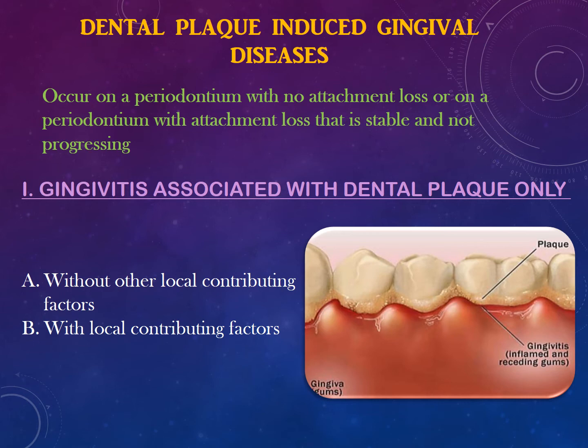These contributing factors are basically localized tooth related factors that have the ability to retain the plaque microorganisms and to inhibit the removal of these organisms via plaque control techniques, thereby predisposing the individuals to plaque-induced gingival diseases. So these contributing factors can be tooth anatomic factors such as cervical enamel projections or enamel pearls, or dental appliances, restorations, root fractures.